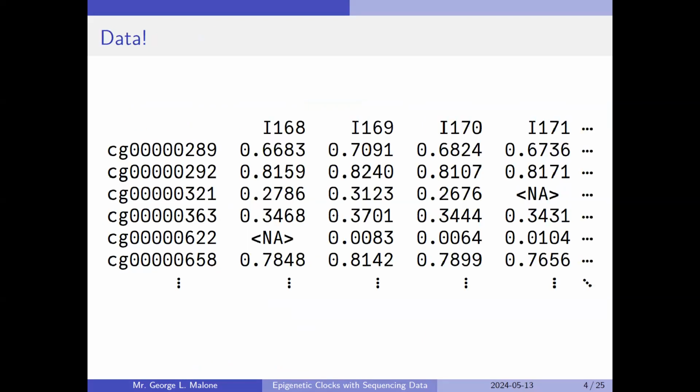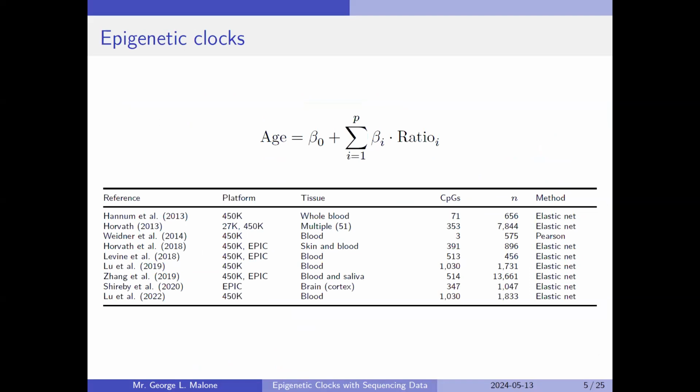The results data for every site in the genome, shown by the rows here, and every sample, get a numeric value between 0 and 1. So, methylation ratio is a model for estimating the biological age of an organism called the epigenetic clock.